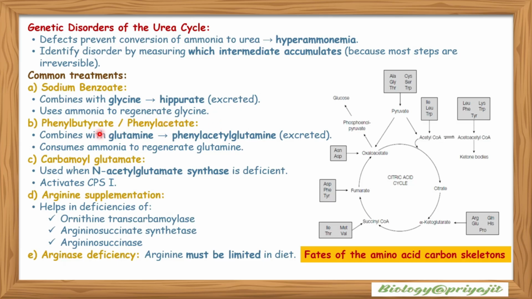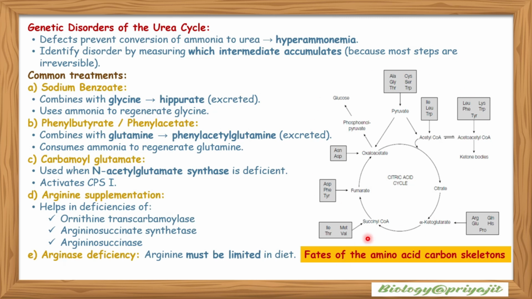Phenylbutyrate or phenylacetate combine with glutamine and form phenylacetylglutamine, which can be excreted, and this consumes ammonia to regenerate glutamine. Carbamyl glutamate is used when N-acetyl glutamate synthase is deficient, and it activates CPS1. Arginine supplementation helps in deficiencies of ornithine transcarbamylase, argininosuccinate synthetase, and argininosuccinase. In arginase deficiency, arginine must be limited in the diet.